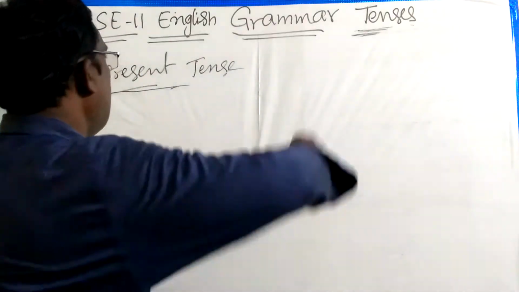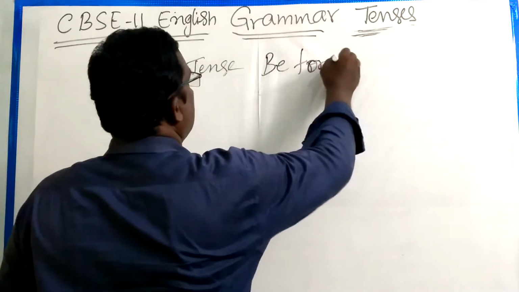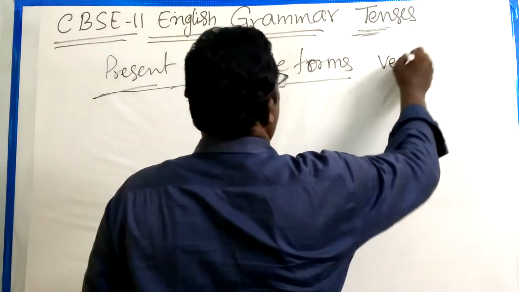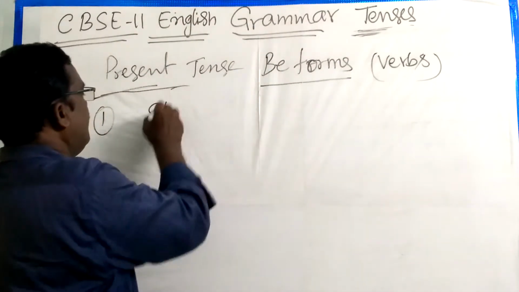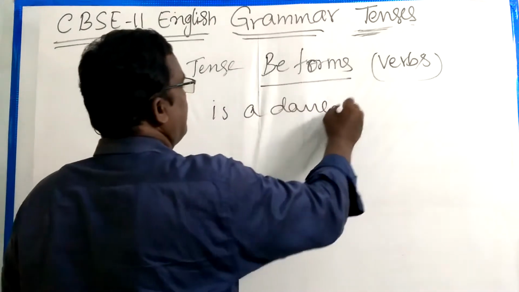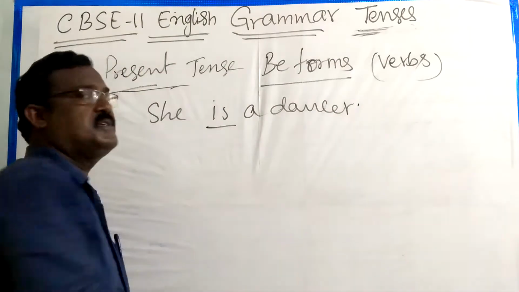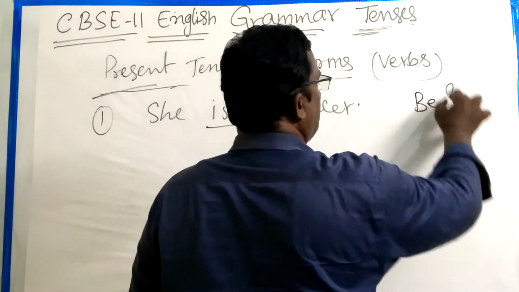Now, be forms we are going to write. Be form verbs. Now see here: she is a dancer. So here, this is the present be form. Already you know the be forms. What are the be forms?